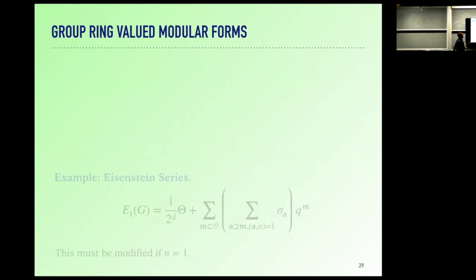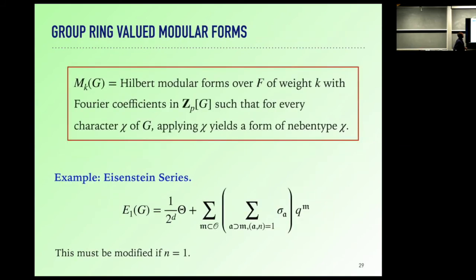Okay, so I'm basically going to end with a discussion that is very technical, so this is probably going to only appeal to the experts, to say specifically what are the types of modular forms that we're dealing with. We deal with what are called group ring valued modular forms. So there are Hilbert modular forms over F with weight k and Fourier coefficients in Z_p[G], such that for every character chi of G, you get a form of Nebentype chi. I gave a slightly different version of the definition yesterday, but it's equivalent to what I've written here.